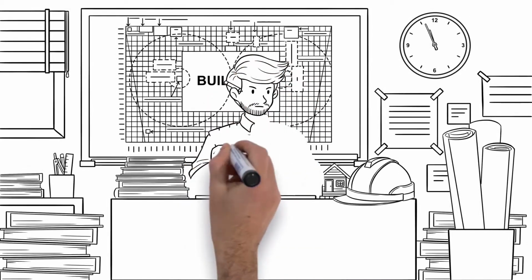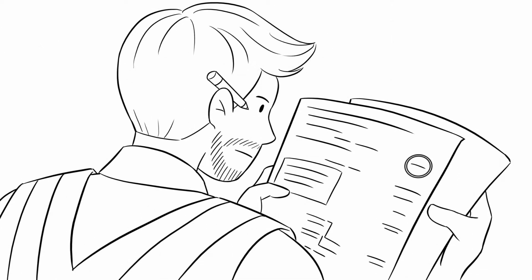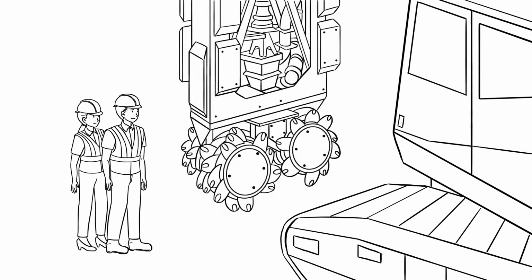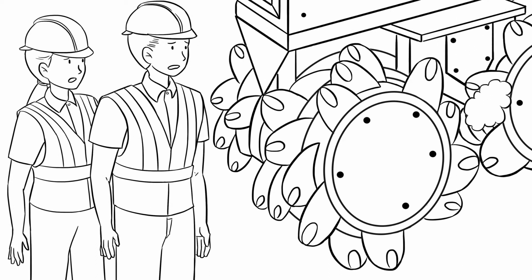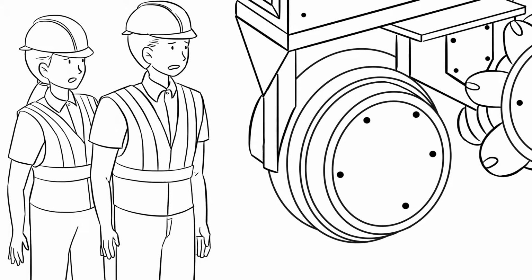Mr. Miller is a construction engineer and a very worried man. He has been commissioned to construct a slurry wall and must buy a slurry wall cutter. They are expensive to buy, to operate and to maintain. And with the cutter wheel drives always under extreme stress, they could easily fail.